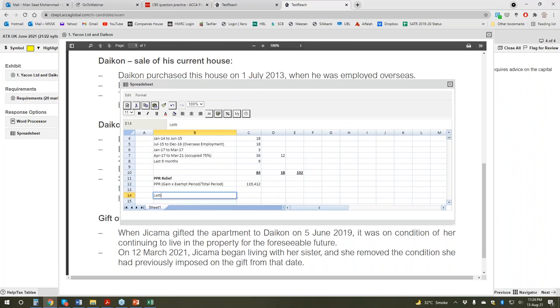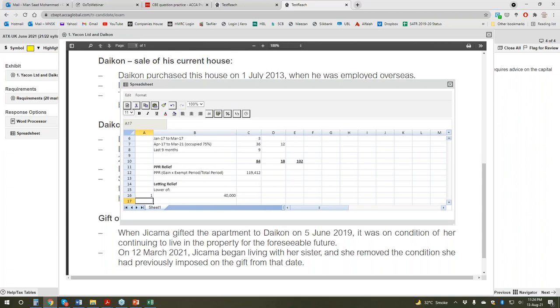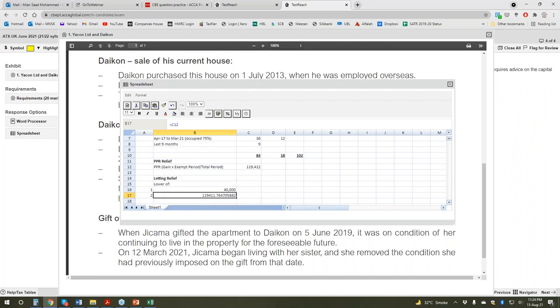Now I can calculate letting relief. Letting relief is always the lower of three figures. The first is 40,000. Second is PPR relief, that is this 119,412, and the third is gain on letting period, and that is total gain, that is 145,000 if I'm not wrong, divided by 102, that is the total period of ownership, and multiplied by 12 months for which the house was let out.